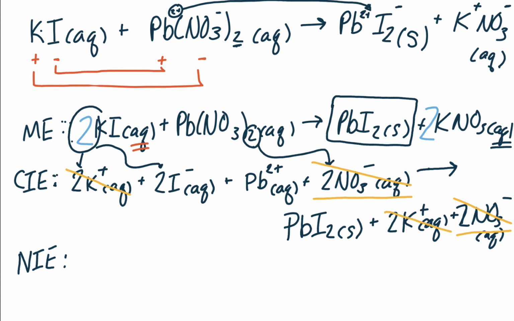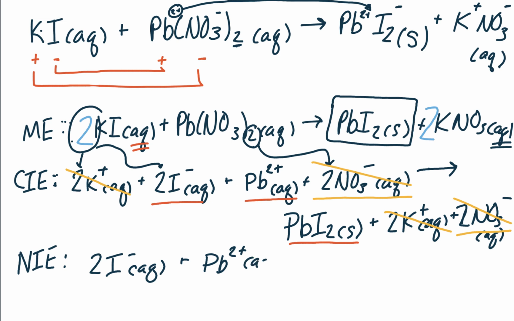If you thought lead or iodide, yes, they are both present in the same number on both sides. That is good because that means it follows the law of conservation of mass. But the state has changed. It's gone from floating around as ions to being clumped together in a compound. So it's different, and so it's part of our net ionic equation. So then we just write the same thing again, but without the spectator ions. And this is your net ionic equation.